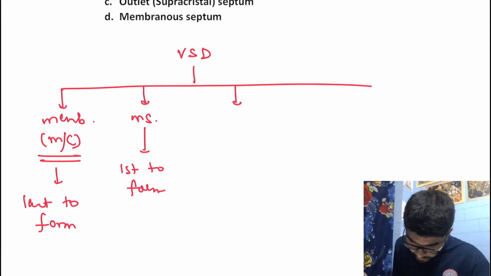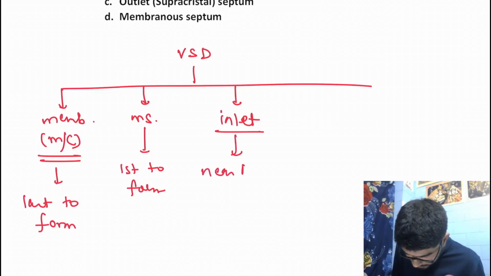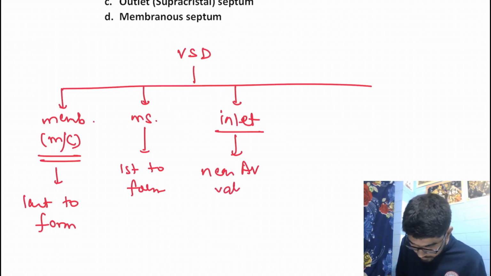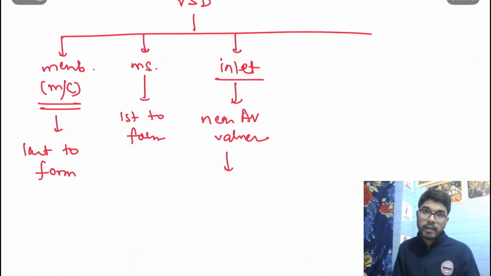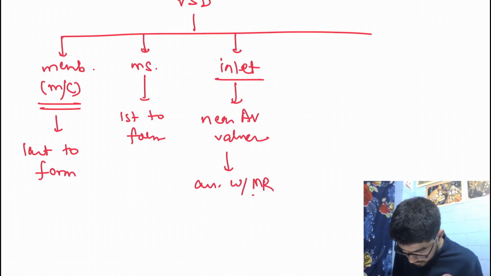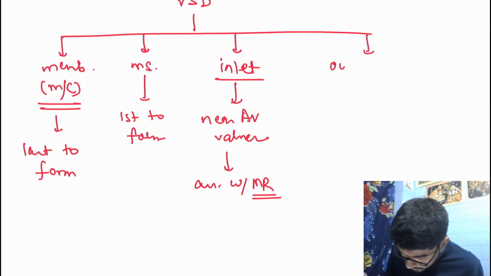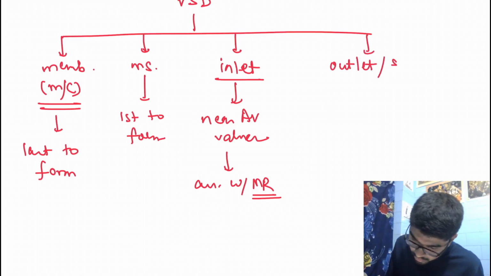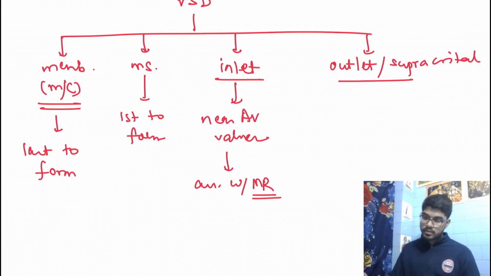Then we have the inlet type. The inlet type is near the AV valves, near the atrioventricular valves. That's why it is associated with involvement of the mitral valve, and that can lead to development of mitral regurgitation. And finally, we have the outlet type or the supracrystal type.